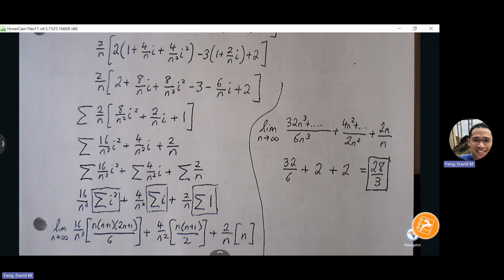Okay. Summation i squared has its own rule. Summation i has its own rule here. Summation 1 has its own rule. The goal is to get everything in terms of n so that we can begin to compare and work towards matching degrees and pulling out the coefficients.